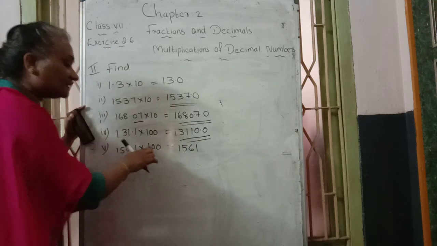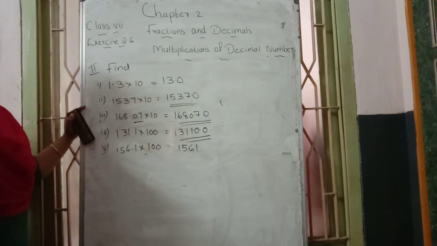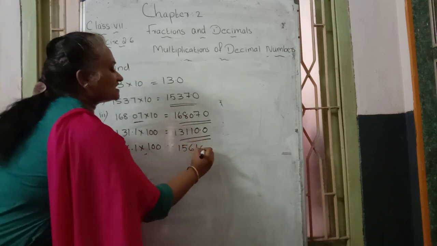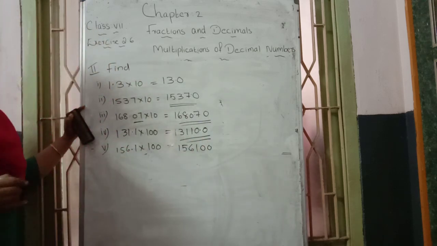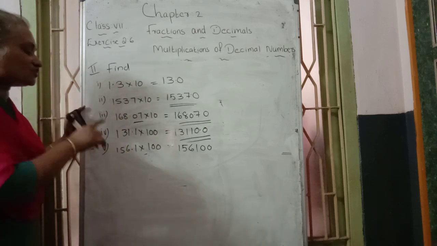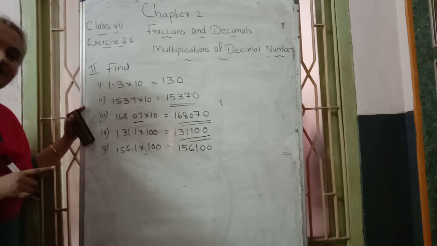Then 100 multiplies with which number here? 100. 100 carries how many zeros? 2 zeros. Just keep those 2 zeros in the answer place. Then look at the question, where is the decimal point? In this question the decimal point is in the multiplicand place.